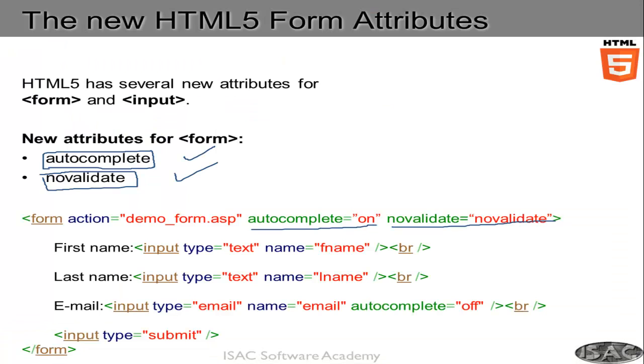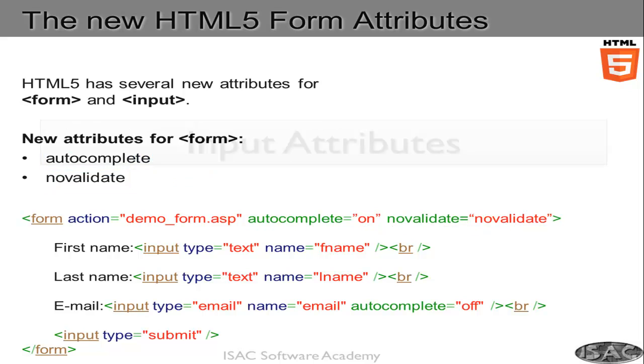Okay, so that is what I was trying to explain. If I keep novalidate, then it will not validate whether it is an email address or not. If I remove it, it will validate whether it is an email address or not. So that's all it is doing. Now this autocomplete, you can do at the form level. You can also do it at the input level. Autocomplete equals off means it will not do autocomplete for this one. So those are the two attributes for form in HTML5.